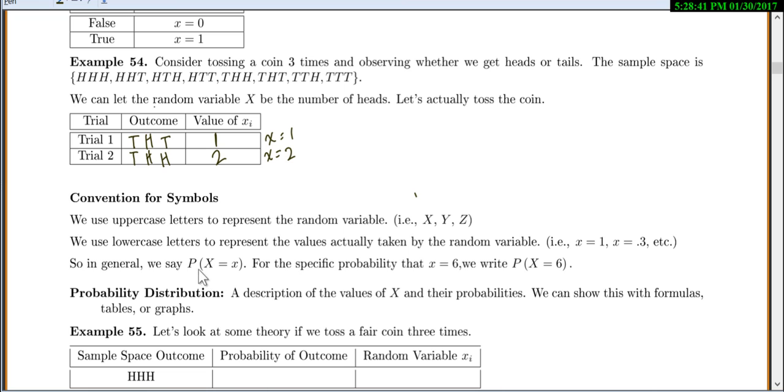Now, in general, we'll say the probability that X equals x, so you always do your big capital case as your unknown. And then the little x represents your specific number. So if you want to find the specific probability that little x is 6, we would write the probability that big X equals 6.